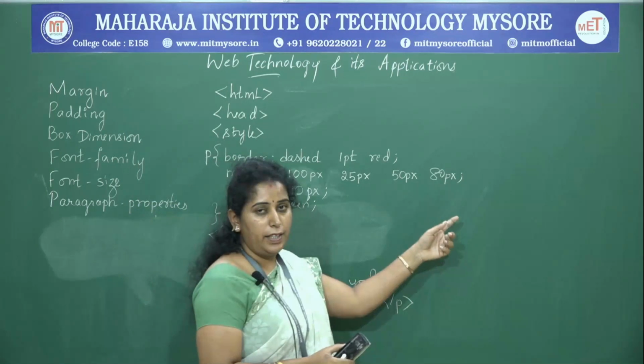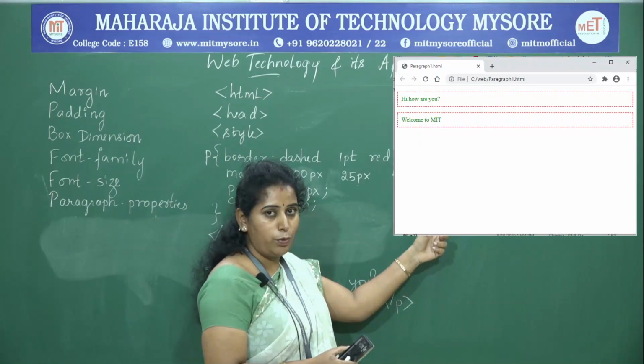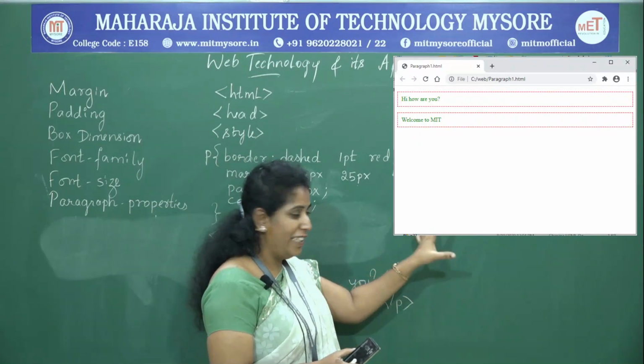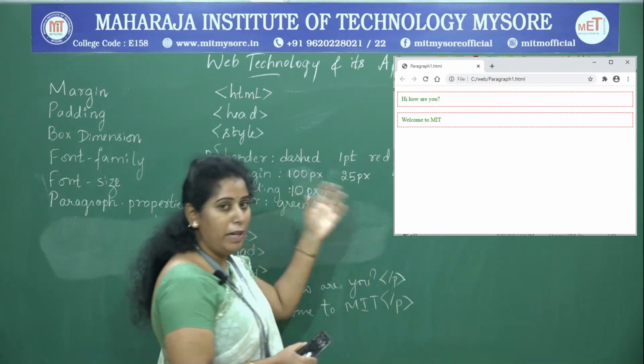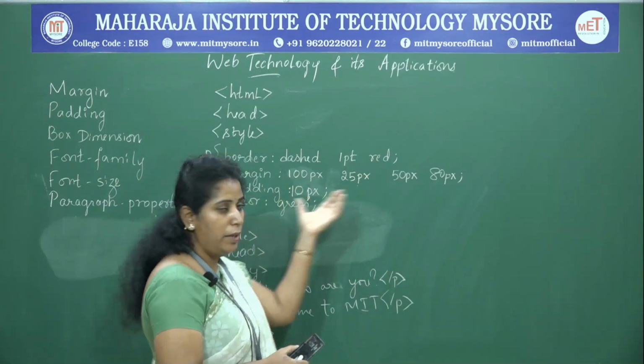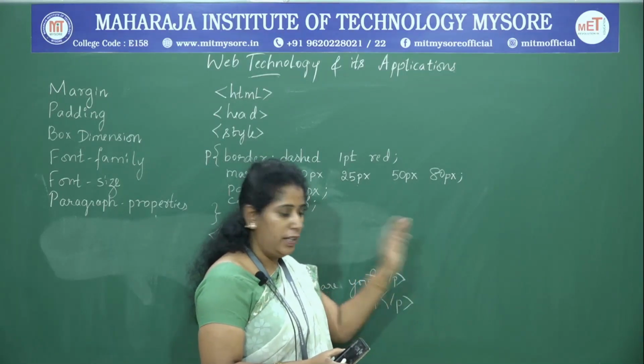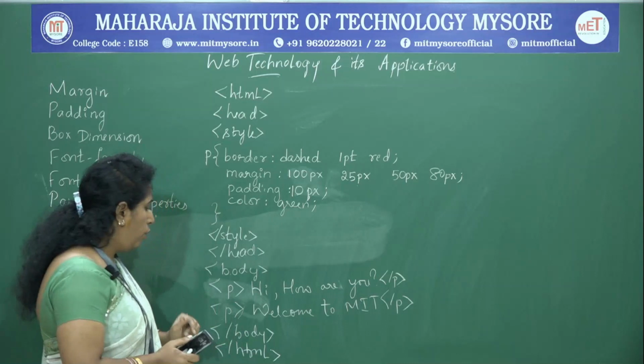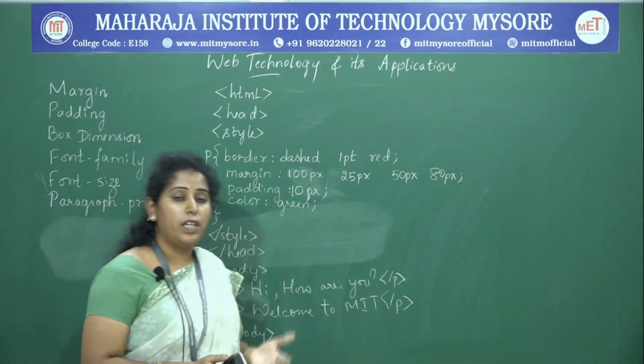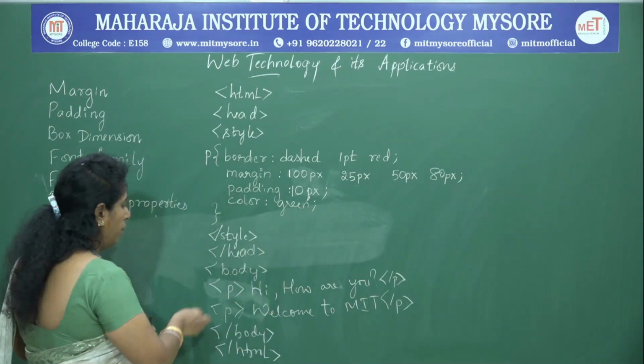So now you can clearly notice the difference in the output, how it has been changed by changing the margin values, also by changing the padding values. Okay. I think you are getting it properly. So now in order to make it more clear, I am adding div to your program.